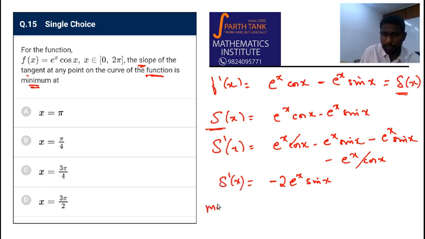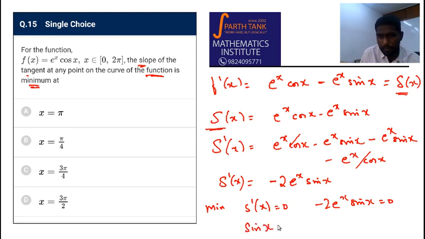Now for minimum or maximum, s dash of x should be 0, so minus 2 e raised to x sin x should be 0. E raised to x is always positive, not 0, except at minus infinity, but that is not in the domain. Sin x is 0, implies that x can be 0, pi or 2 pi. Among these values, it can be 0, pi or 2 pi. So now we have to find which of these three will give the minimum, right? We are looking at the minimum case. How to find that? Let us see how the function would vary.